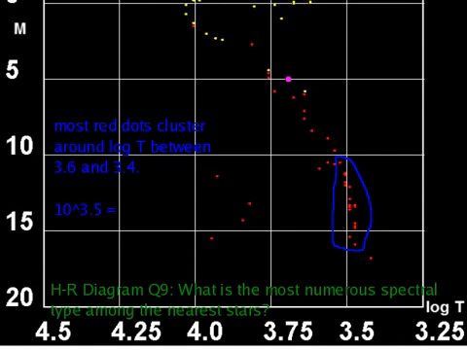So 3,162 Kelvin. Yeah, that would definitely be M-type stars. So those are the most numerous in our solar neighborhood.